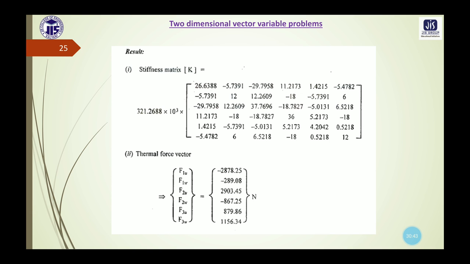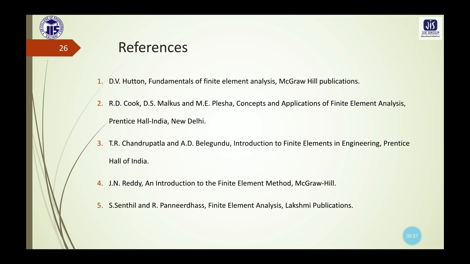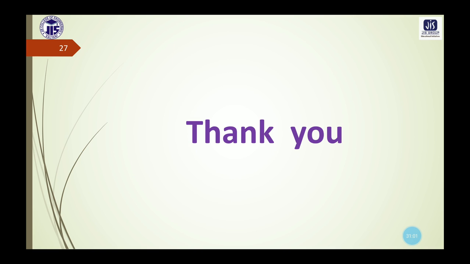From this part now we can write the final result. The first part was to calculate the stiffness matrix, and this is the result that we have calculated. The second part was the calculation of the thermal force vector, and this is the result that we have calculated by using the formula of the thermal force vector. Okay, so this is the procedure that we have discussed for the two different numericals to calculate the element stresses, and to calculate the stiffness matrix and the thermal force vector.